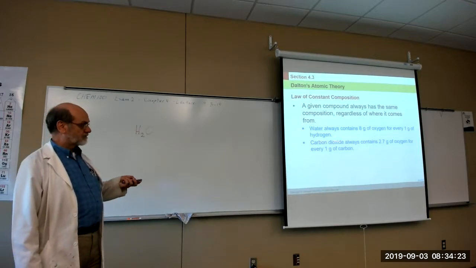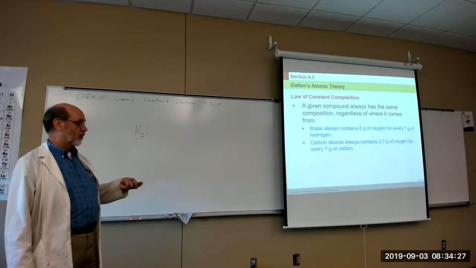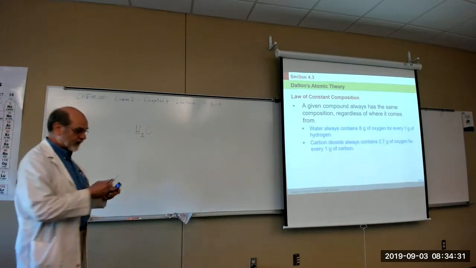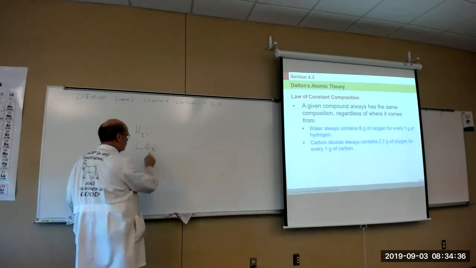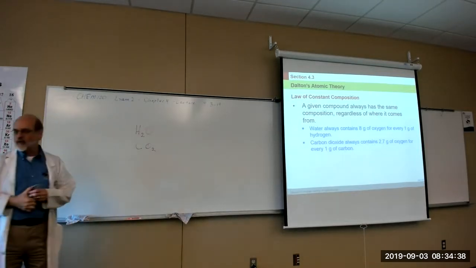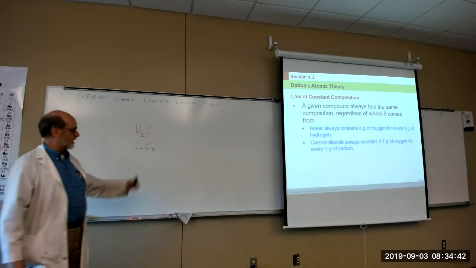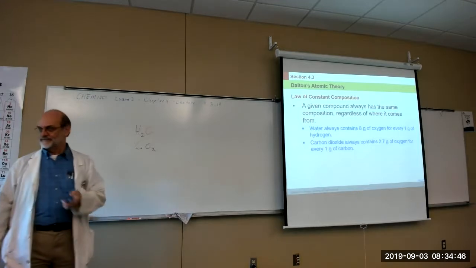Carbon dioxide, they could establish that 2.7 grams of oxygen for every 1 gram of carbon. Right? That's all they knew. They didn't know that the reason for that is that you have 1 carbon atom and 2 oxygen atoms together. This explains why. That's just the law. This says why it happens.